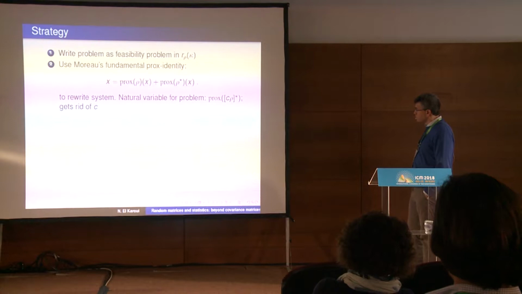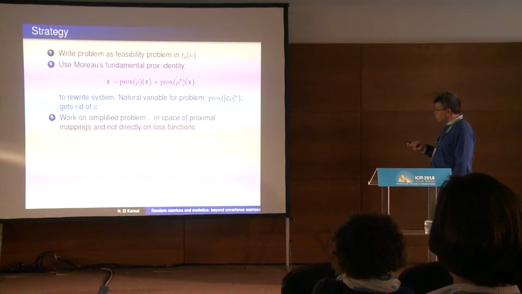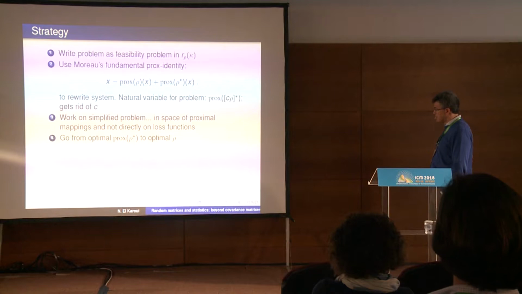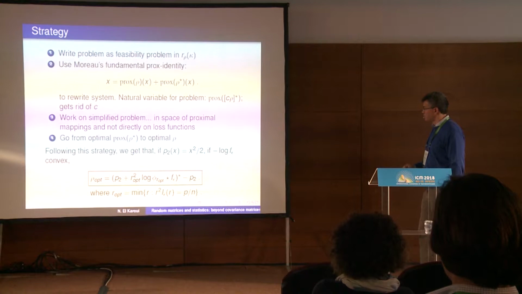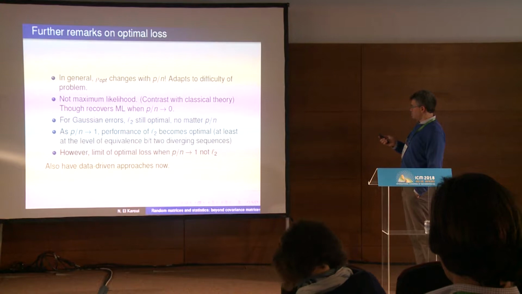Once we've done this, it's very natural to try to optimize over prox of duals. So the right space to work on is proximal mappings. And then when we found the optimal in prox space, it's easy to go back to rho. With a little bit of work, we get this, and we can show it's optimal when f epsilon is log concave.